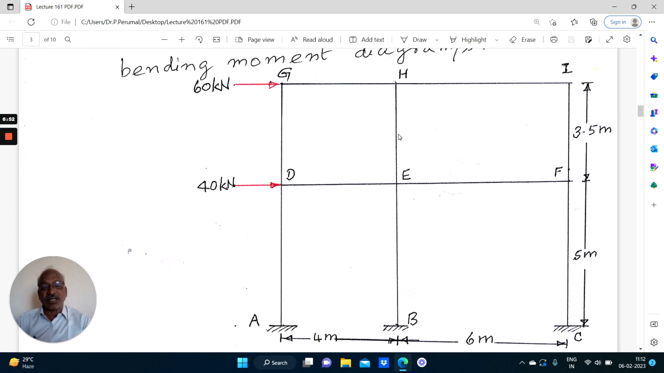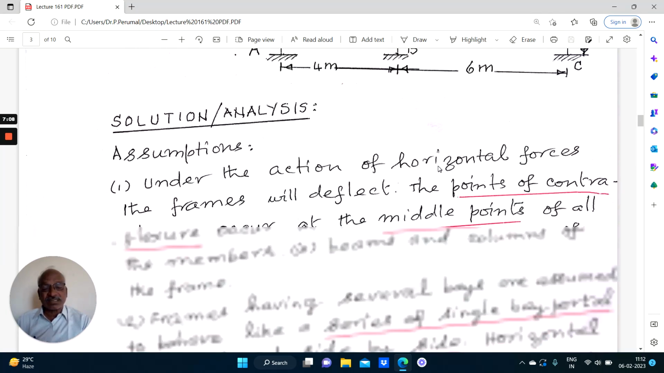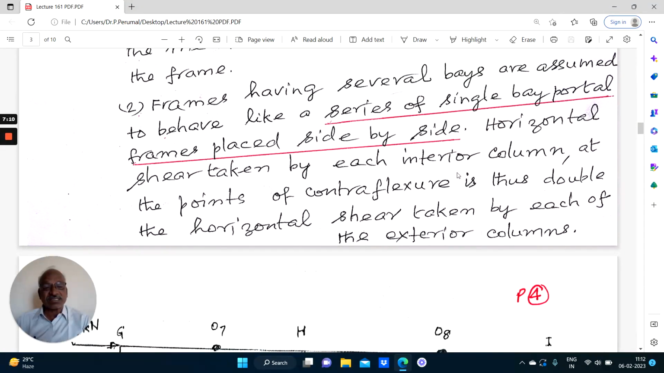This column is common. Therefore, the second assumption is the horizontal shear taken by the interior column or interior columns will be twice that of the horizontal shear taken by the exterior columns. That is the second assumption. You can stop and read later.